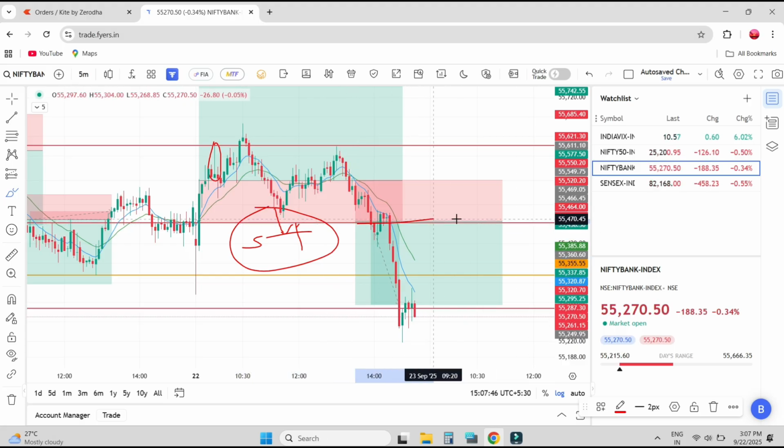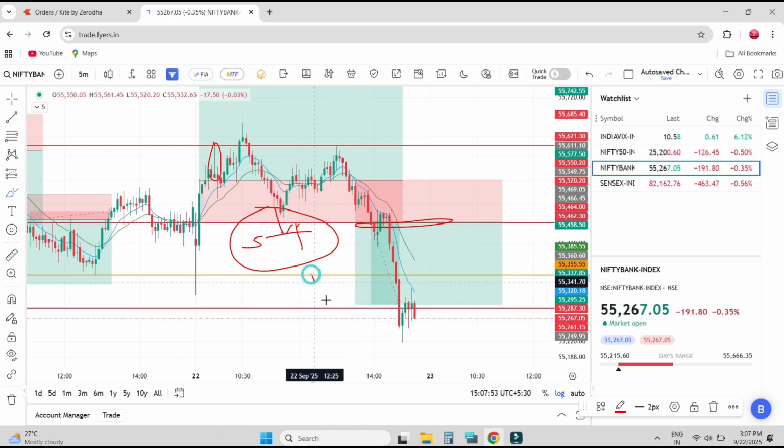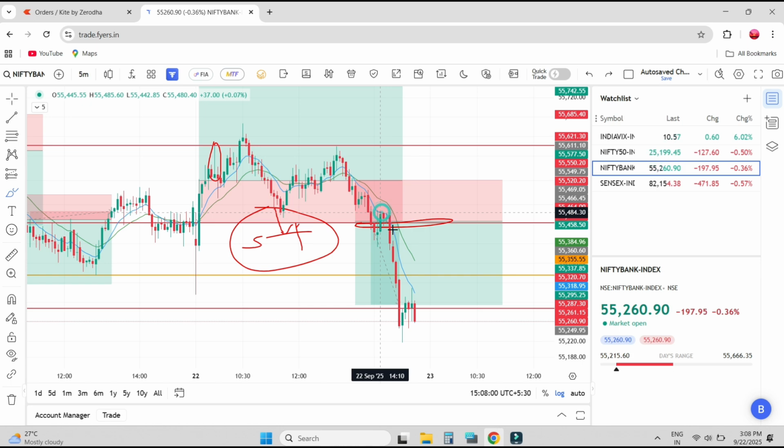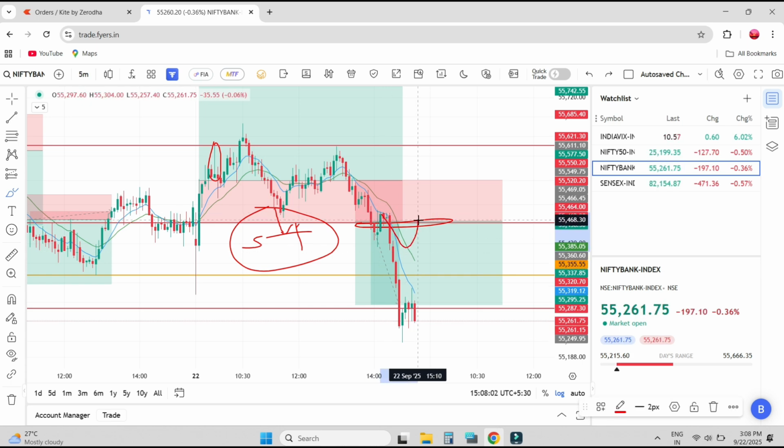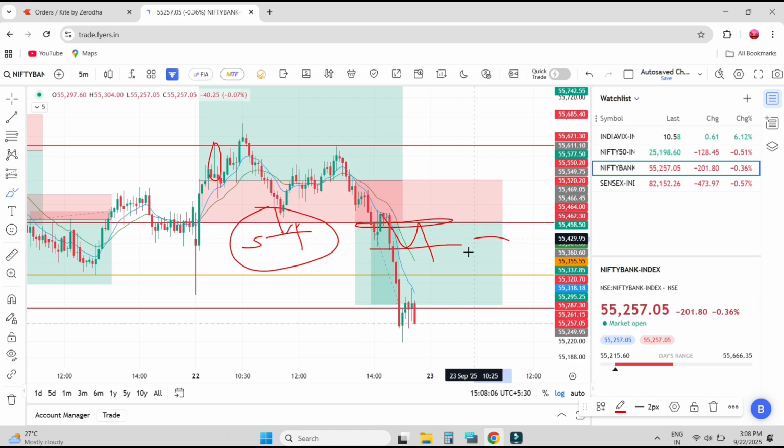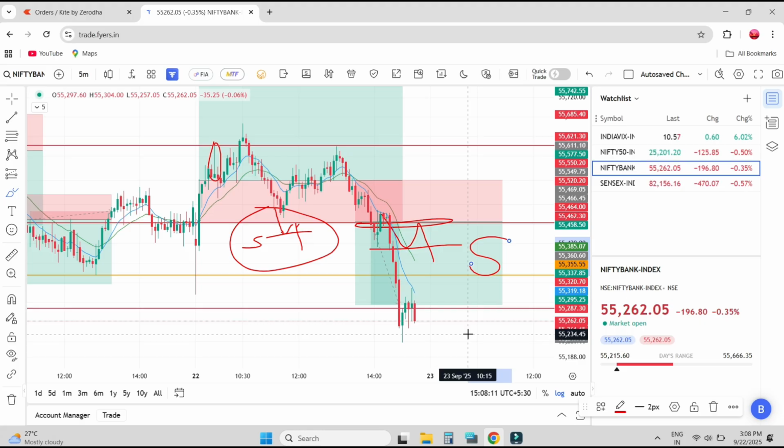You can see that I was clearly saying this: if this level breaks, I will go to the put side. I was planning for that. If it takes my SL in the call trade, I will take the put side once it retests and breaks this level, the selling side. The same thing happened today, exactly what I told in the morning, I observed in the second half.